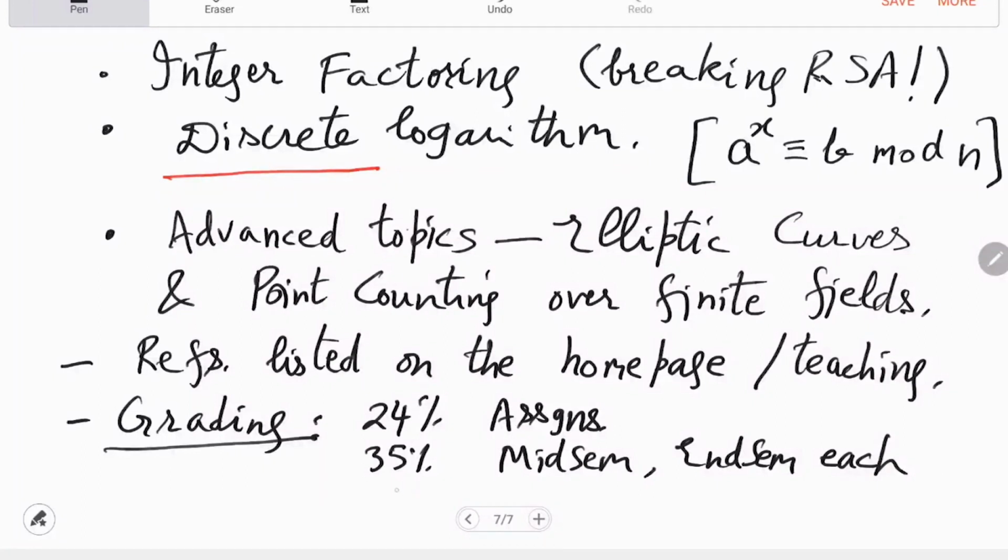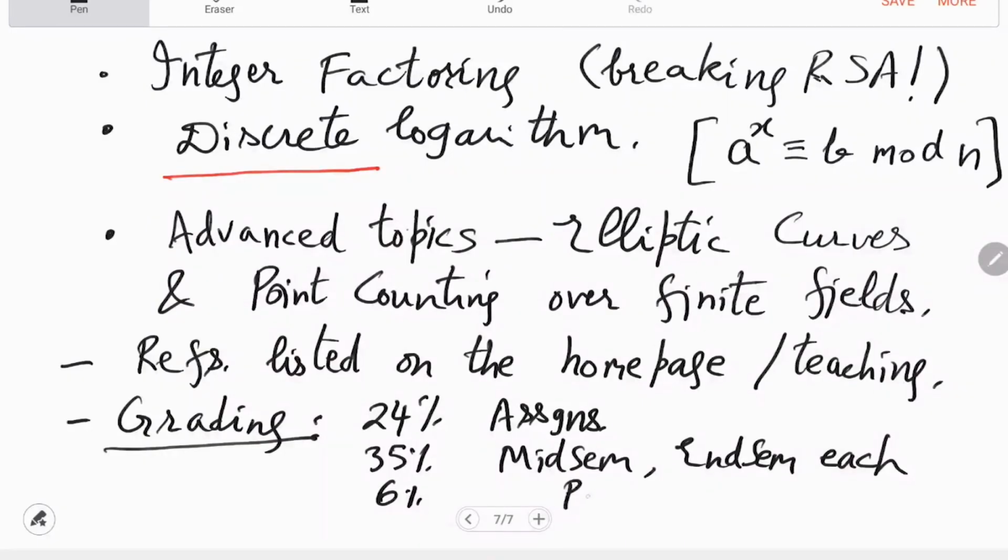And the remaining percentage is, say, your participation in the class, or if you present an advanced topic as an independent lecture. So, extra talk. This is not compulsory, giving an extra talk, because there are so many students, we can't have so many talks. Only if I find it interesting and we have time, then I can allow some of you to give extra talks. Any questions?